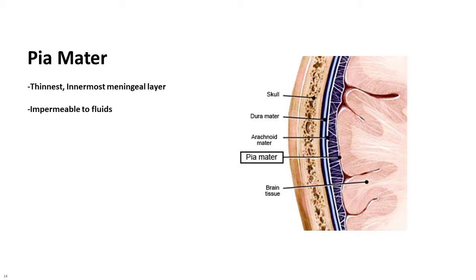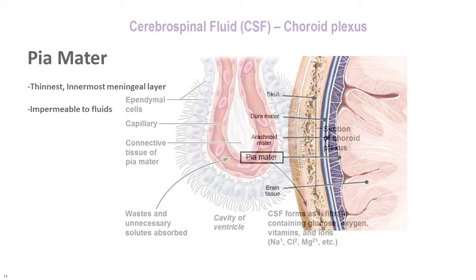The pia mater, Latin for tender mother, is very fragile. It is the innermost meninge and is composed of fibrous tissue. It surrounds and adheres tightly to the surface of the brain and spinal cord. This layer is also impermeable to fluid and aids in the production of cerebrospinal fluid.